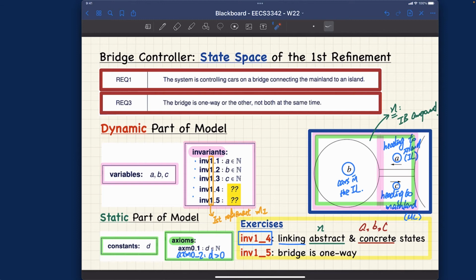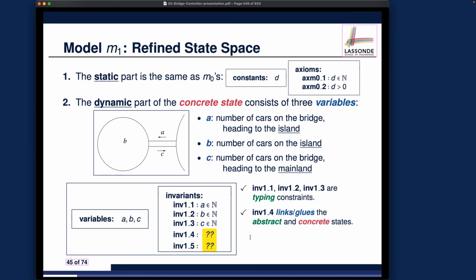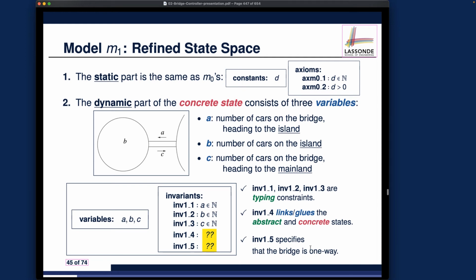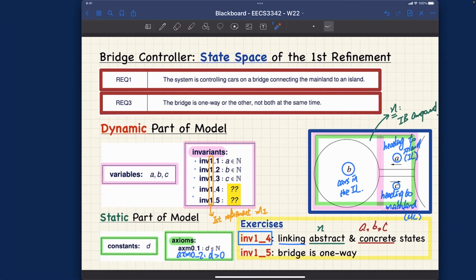Okay? And exercise number 2. We also want to specify that the bridge is actually one way. How can we make sure this invariant will be more like a safety invariant, which is very important? So invariant number 5 is more like a safety invariant. Let me tell you what can be unsafe. What would be unsafe would be, for example, let's say A is equal to 2, and let's say C is equal to 1. In this case, B is actually not very important. I'll just say whatever it is, right?